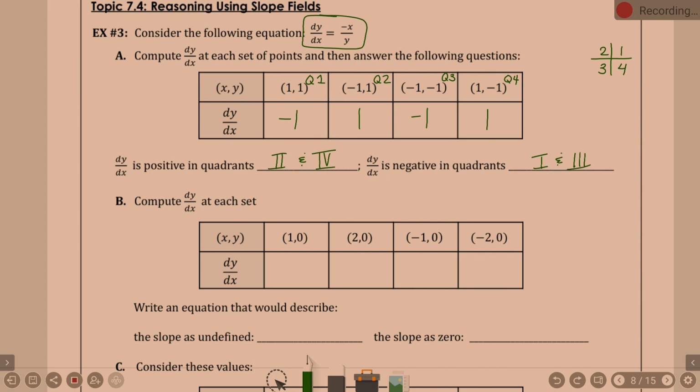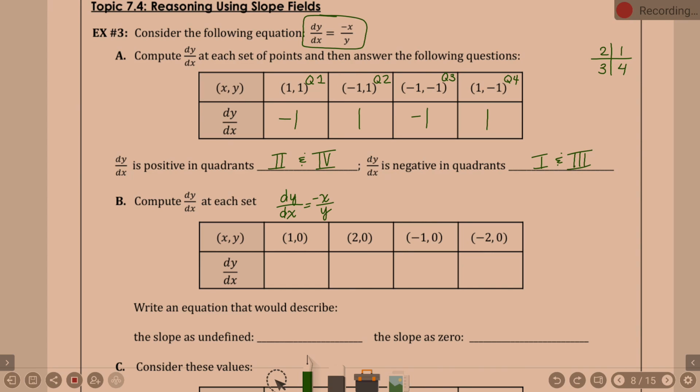I threw in Roman numerals because quadrants tend to be expressed in Roman numerals. Not that I necessarily care, but did you do that on yours? Yeah. Do you see that? Remember to compute dy/dx at each set. So if you recall from above, dy/dx was negative x over y, just writing it down from above.